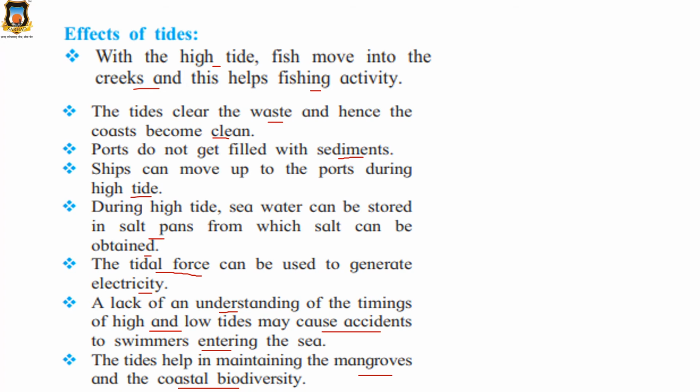Biodiversity means different plants which grow in the coastal areas. So because of the tide, it helps. Why? Because the level of water is not very great and not very low also. So it helps the coastal biodiversity, the cycle which is there. So these are the effects of tides.